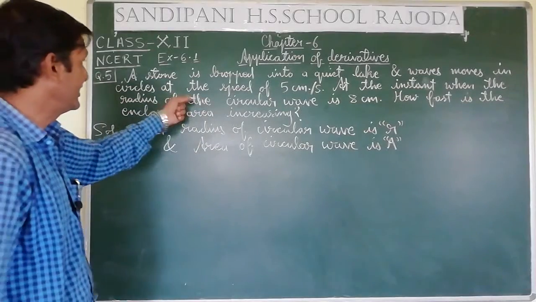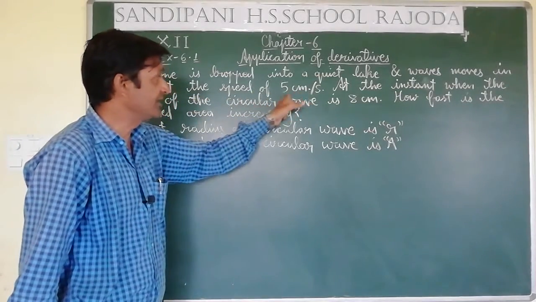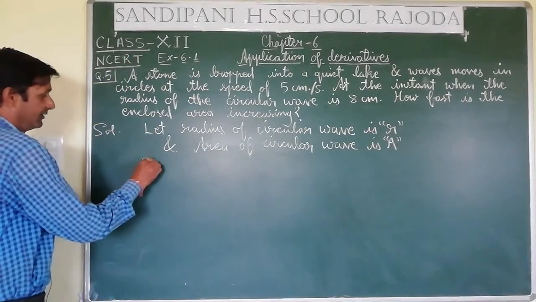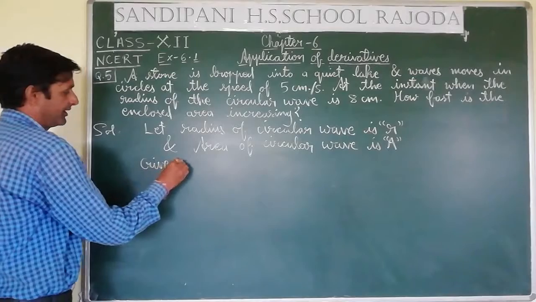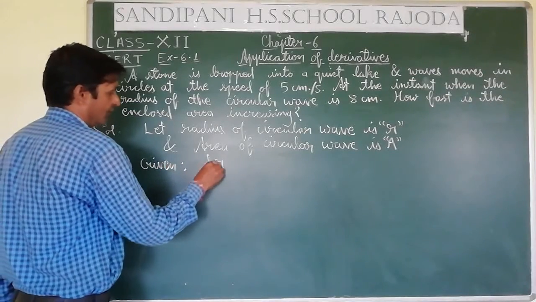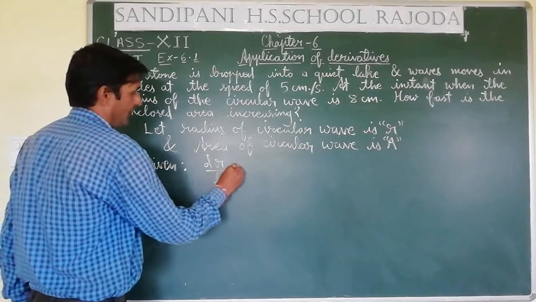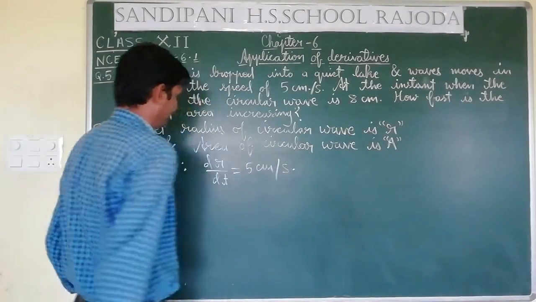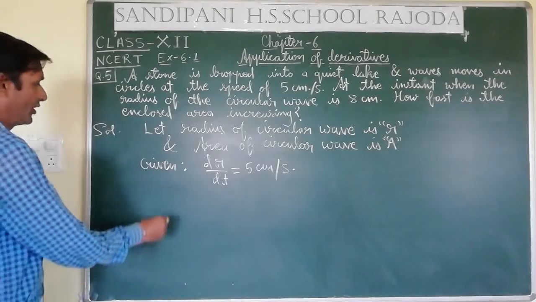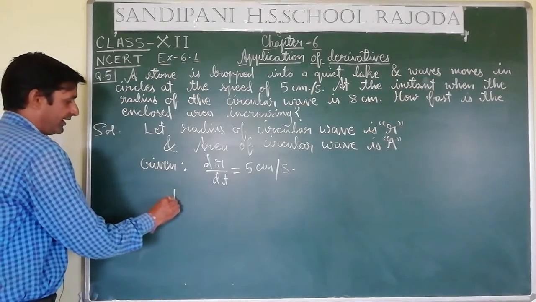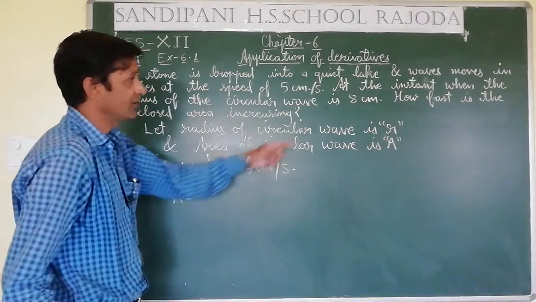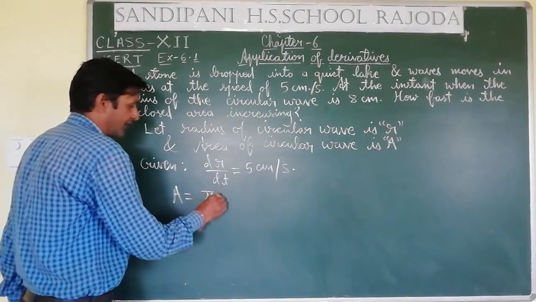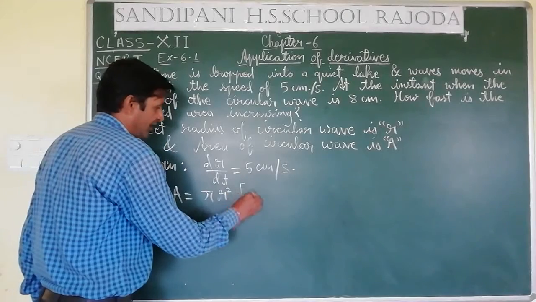So what is given in it? dr by dt is given, 5 centimeter per second. So given dr by dt is equal to 5 centimeter per second. This is given. Now what we have to find? We have to find change in area, means how fast the area is increasing. So area of circle is pi r square, that you know. It is the area of a circle.